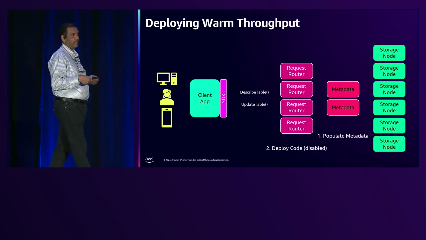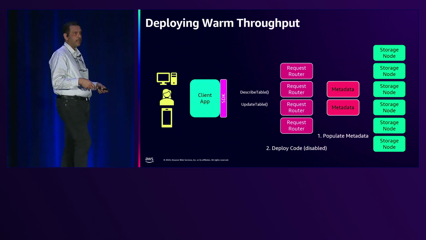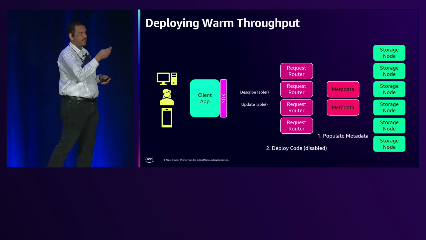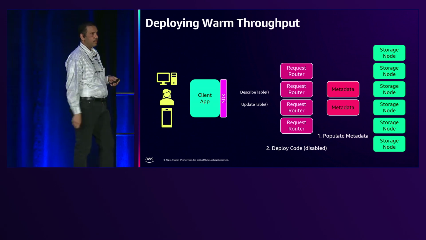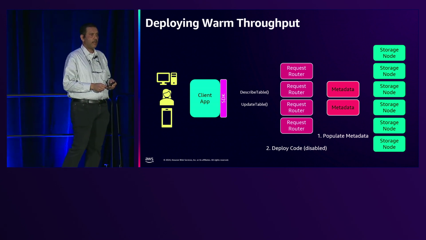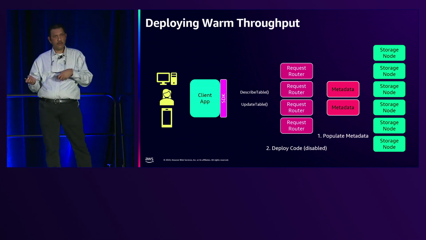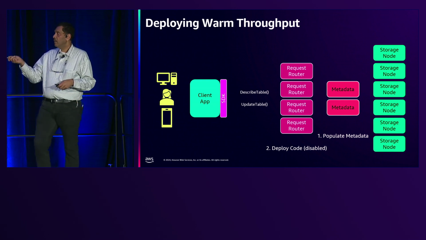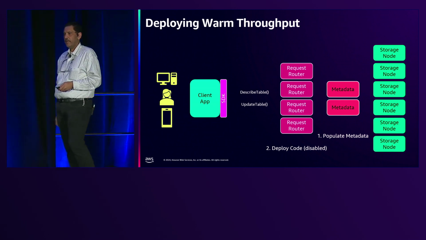We started testing it. We enabled some internal accounts. We started testing it. Everything's good. We checked a couple of tables of ours. Warm throughput looked OK. We made sure that CloudFormation was able to use it properly, because the first thing people are going to use is CloudFormation with DynamoDB. We enabled that account. Everything's OK.